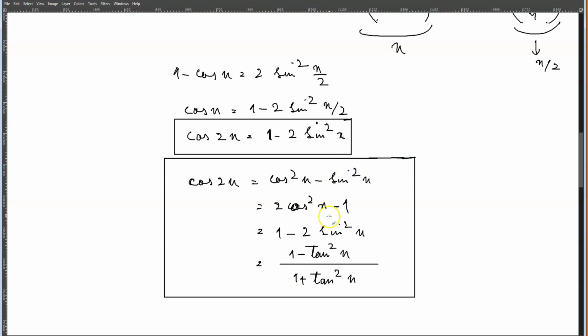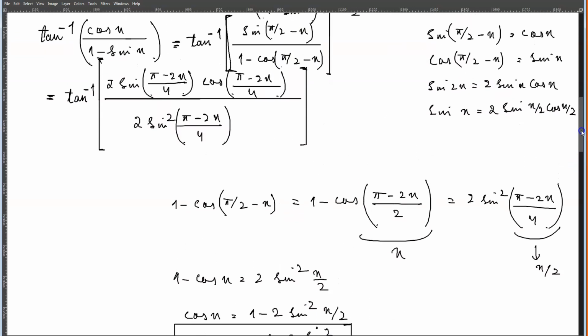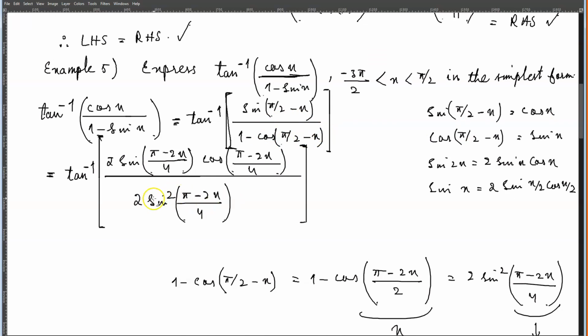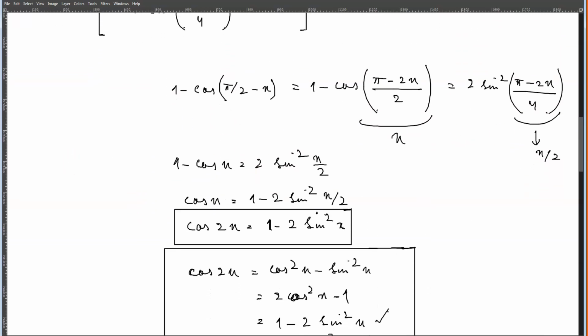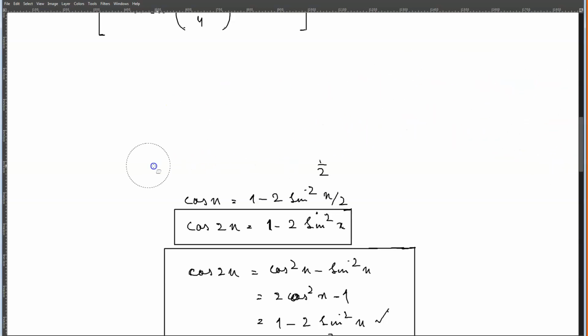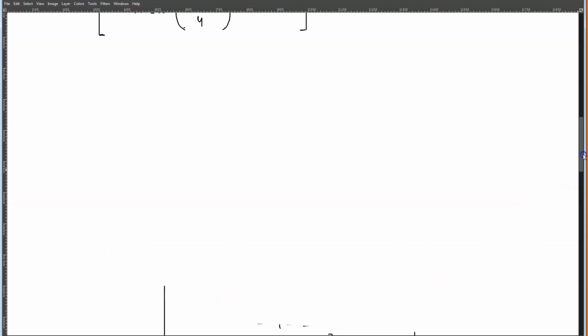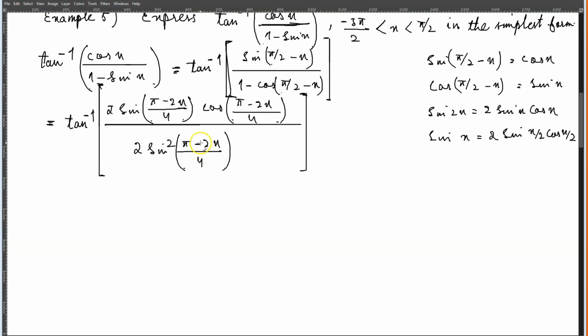Now they have used this part in order to rewrite 1 minus cos of pi by 2 minus x as 2 sine squared pi minus 2x divided by 4, right? So what remains is sine squared pi minus 2x divided by 4 in the denominator, and sine of pi minus 2x divided by 4 with the 2 in the numerator. I can cancel the 2 and 2. And so I have cos of pi minus 2x divided by 4 divided by sine of pi minus 2x divided by 4. Cos divided by sine gives you cot of the same angle.